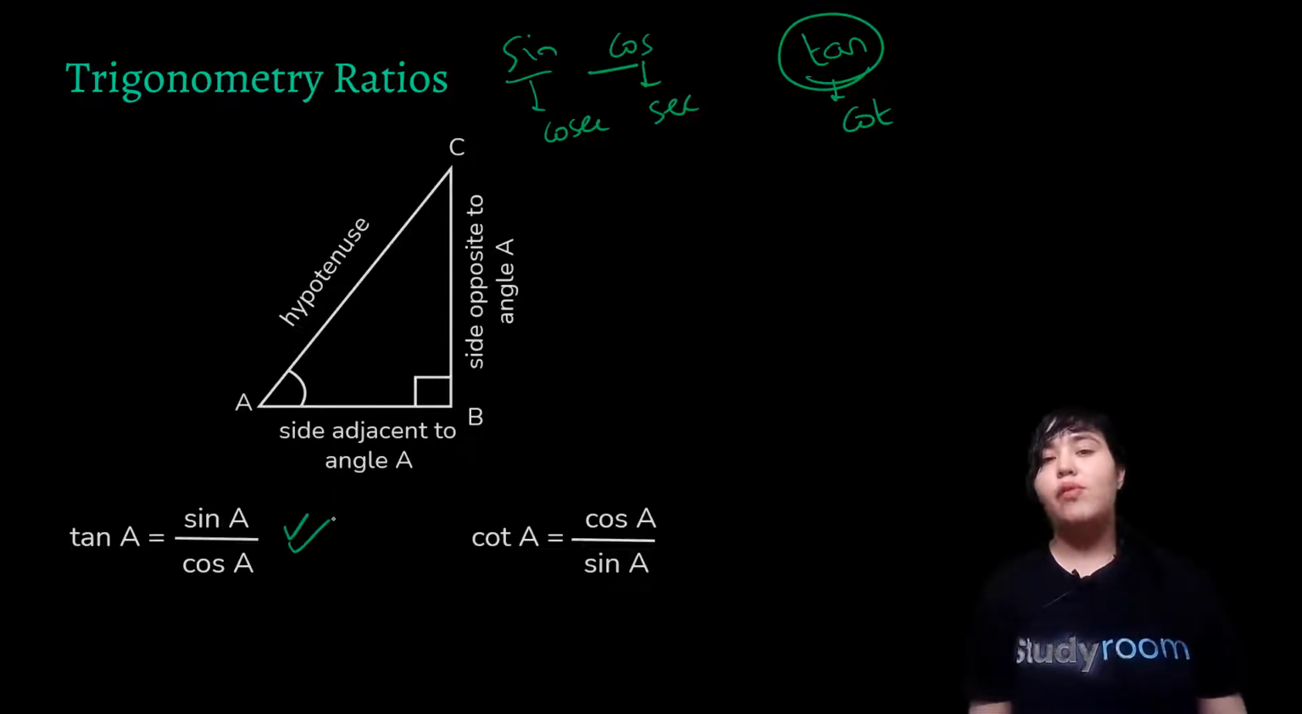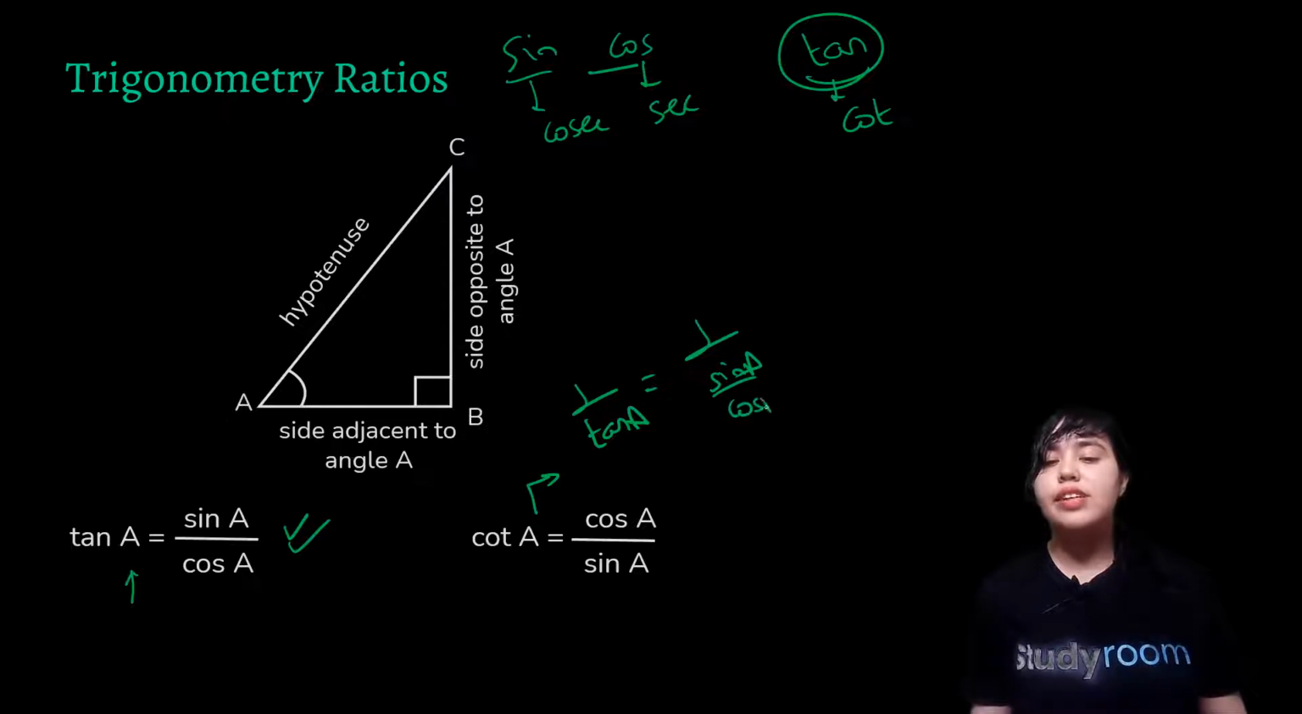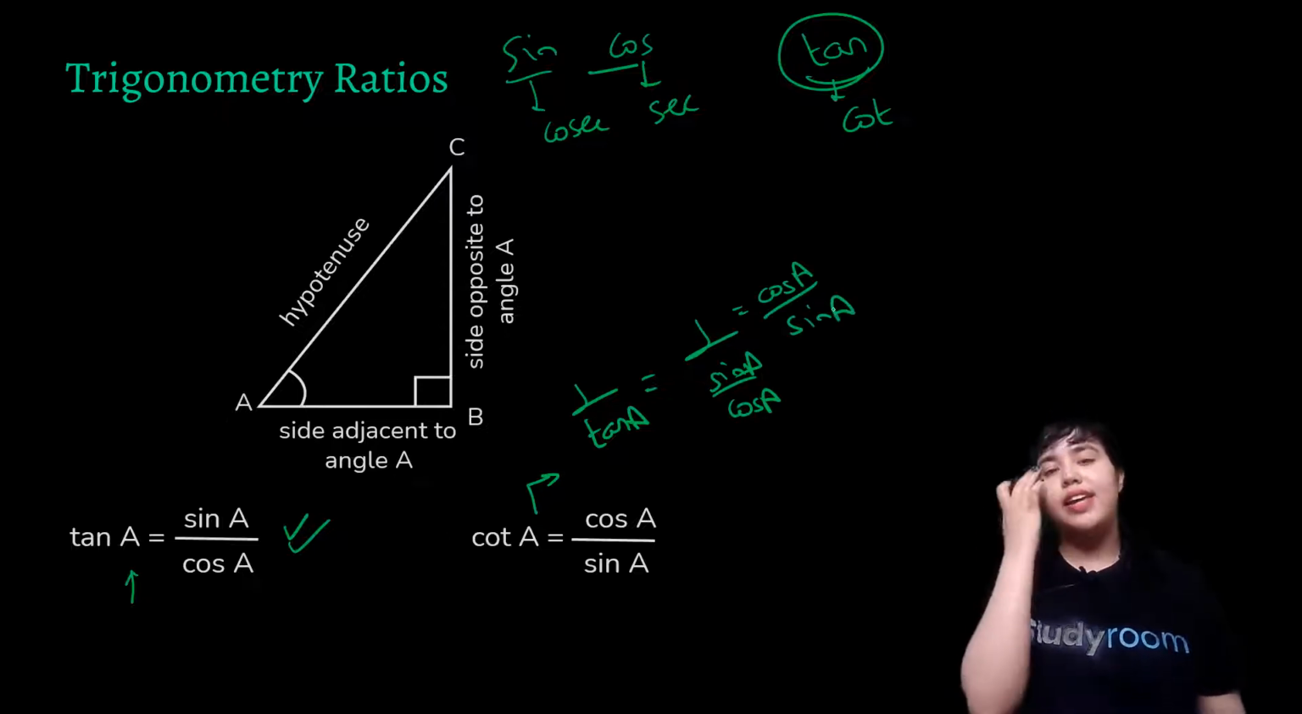Please remember these formulas. They are very important. Remember the 6 trigonometry ratios and this formula of tan A. If you know tan A is sin A upon cos A, I told you what is cot A. Cot A is 1 upon tan A. And if tan A is sin A upon cos A, if I take the reciprocal of this, I'll get cos A upon sin A.